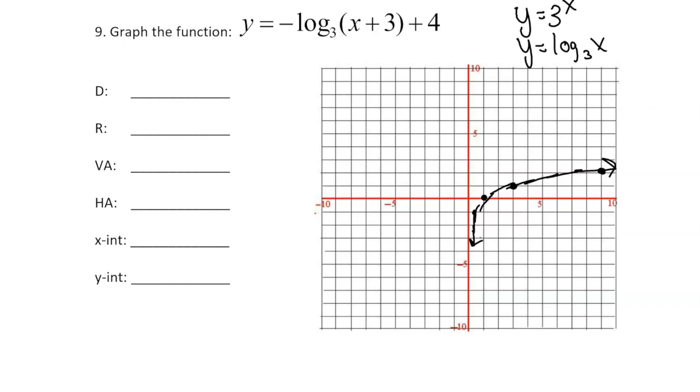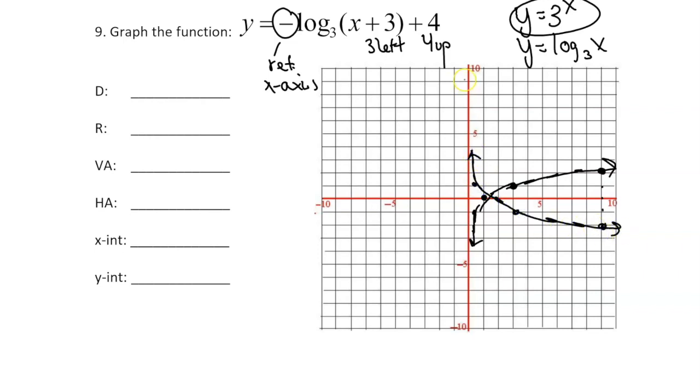But if you're not sure on that, or you're not feeling good about it, graph y equals 3 to the x to begin with, and then take the inverse to find those points. Now from here, they want us to reflect this over the x-axis, and then they want us to go 3 left and 4 up. So take a look at these key points, 1, 2, and let's reflect them over the x-axis. And then let's go 3 to the left and 4 up.